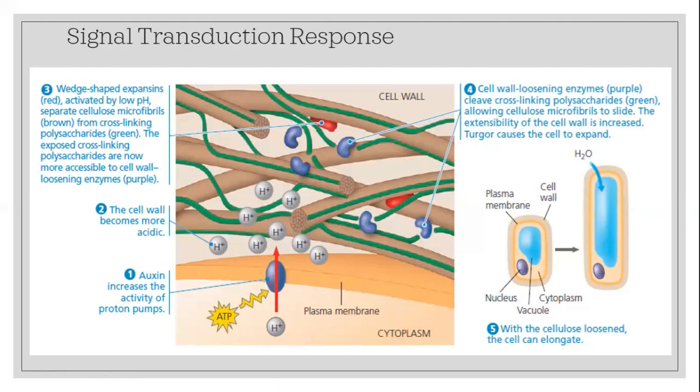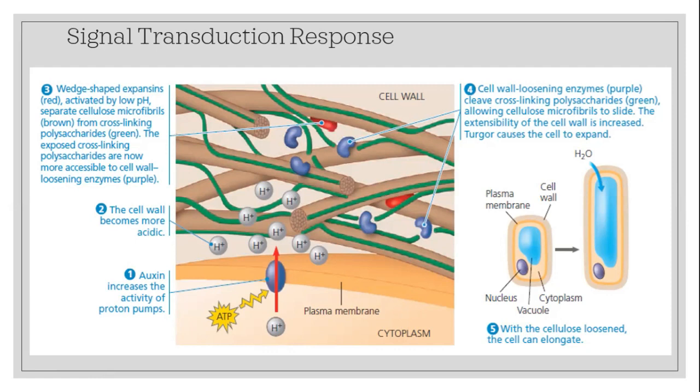These expansin molecules will loosen the various fibers present, that is the microfibers of cellulose, and the cross-linking polysaccharides that are present. They are cut or made loose. And once the cell wall becomes loose, it is very easy for the cell to expand as water enters the cell and the cell becomes turgid. Since the cell wall is loose because of the H plus ions, the cell very easily expands. So this is how the cell expands with the help of auxin.